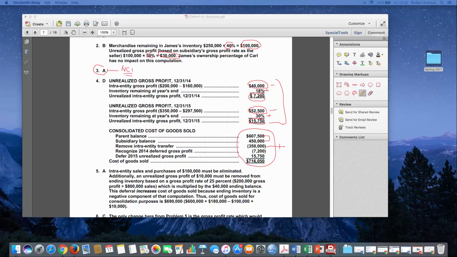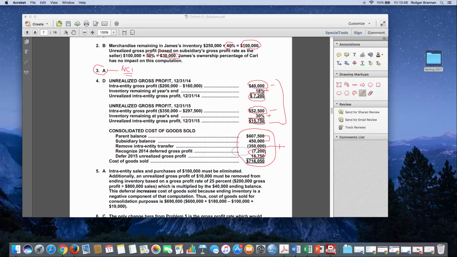Now, the second part of the adjustment are these two items here. The idea behind this is that in 2015, you go back and say, in 2014, we deferred and essentially increased cost of goods sold for the 7,200 because it was assumed not to be earned. I'm sorry, in 2014, I would have credited inventory and debited cost of goods sold for the amount of the gross profit that was not considered to be earned.